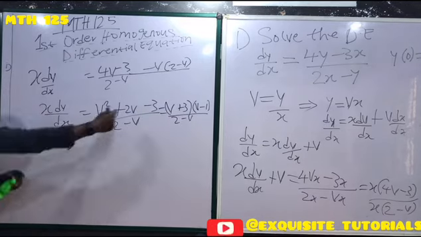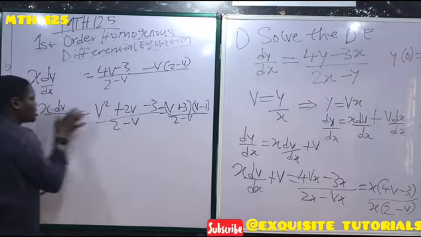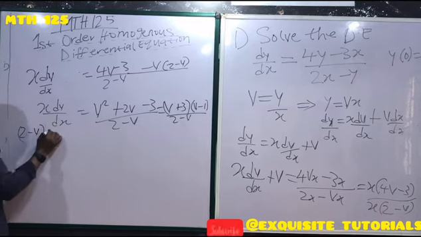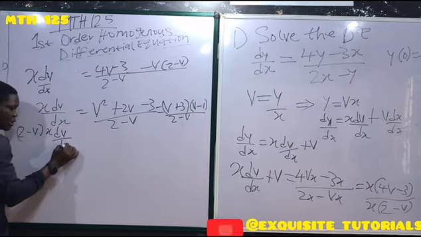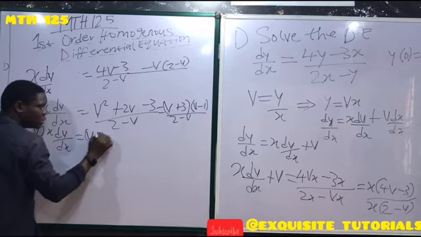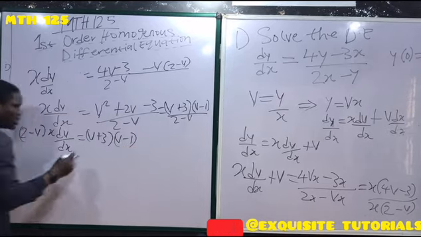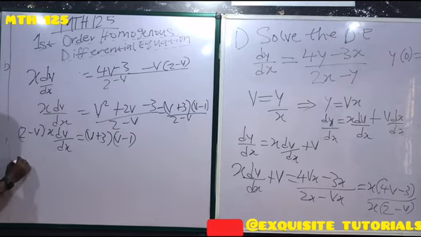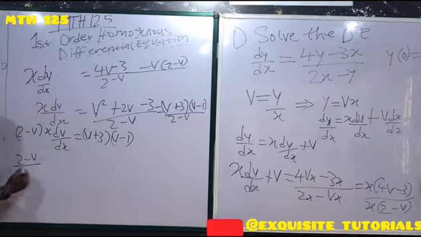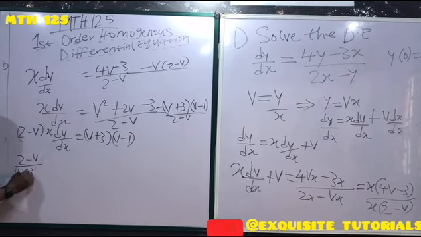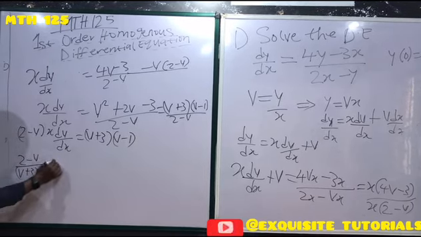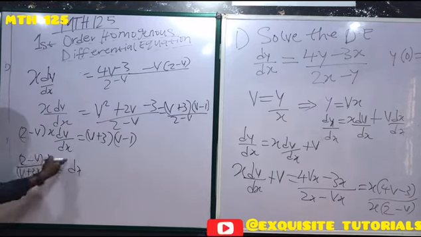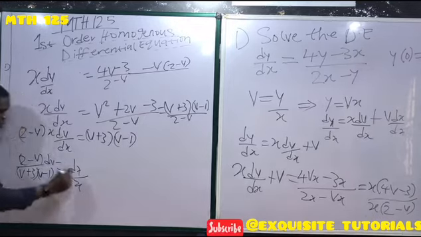So our x dv over dx is equal to that. Now if I take this 2 minus v to this side, I will have x dv over dx is equal to v plus 3 bracket v minus 1. This is also a function of v, so I will have to take this function of v back to this point. So we have 2 minus v all over v plus 3, v minus 1 equals dx. I took this dx to this side, then I'll take this x downward. So this is what we have.